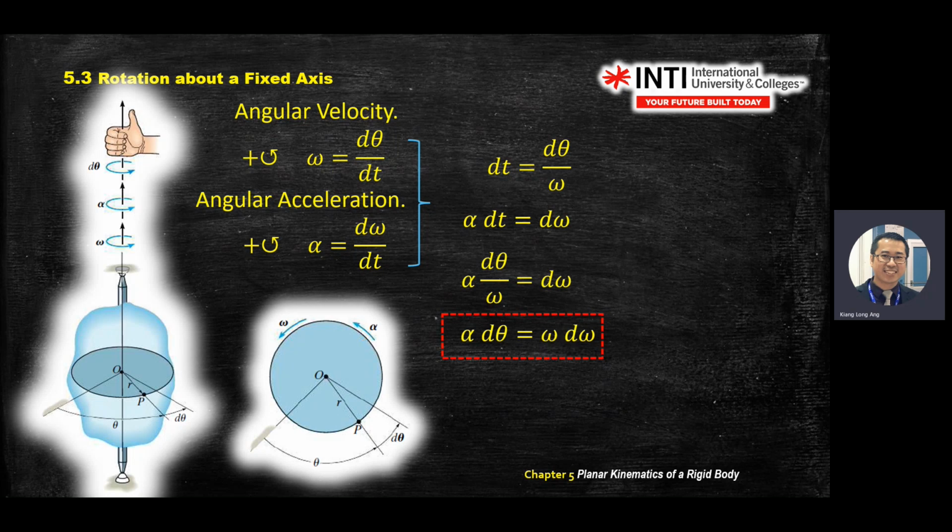You compare this equation and this equation. You're actually changing A into alpha. You change V into omega. Basically, all of this you already know. Just need to change the symbol: V into omega, A into alpha.